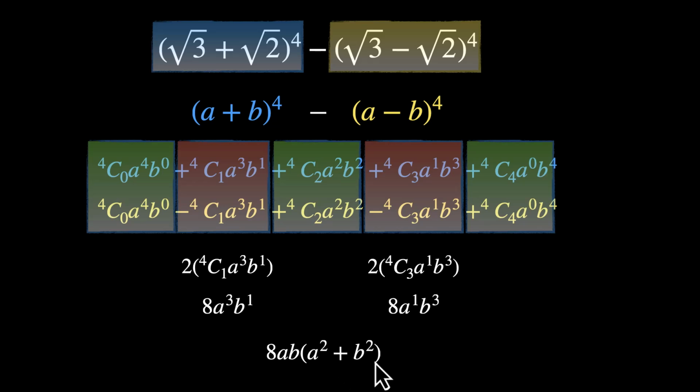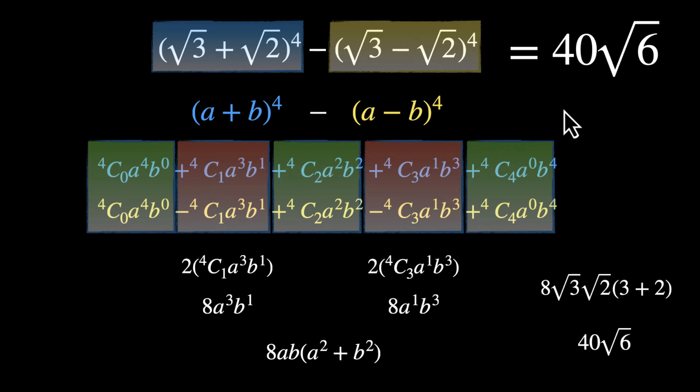Now our job is to plug in values of a and b. a is √3 and b is √2. Let's do that. 8 times √3 times √2 times (a² + b²). √3 squared is 3 and √2 squared is 2. So we have 8√3√2 (3 + 2). Now 3 + 2 is 5. 8 times 5 is 40. √3 times √2 is √6. So what we have is 40√6. This is what we get when we expand this using binomial theorem. So our answer is 40√6.